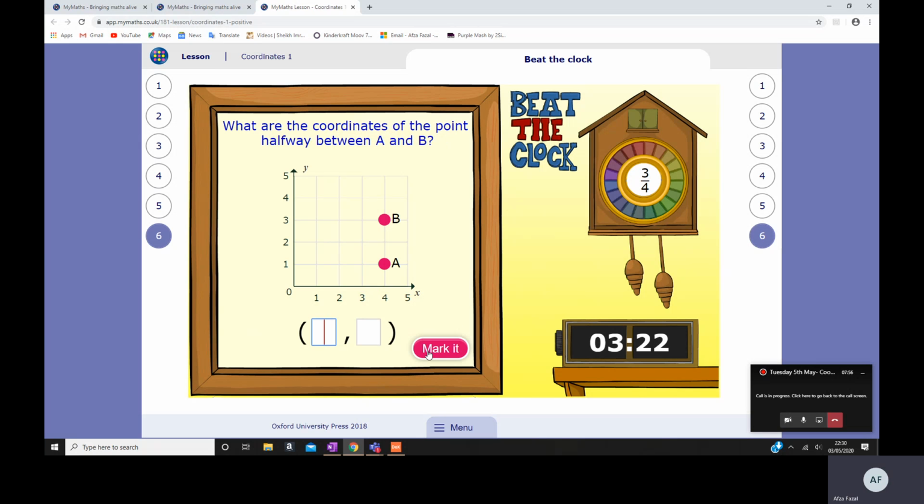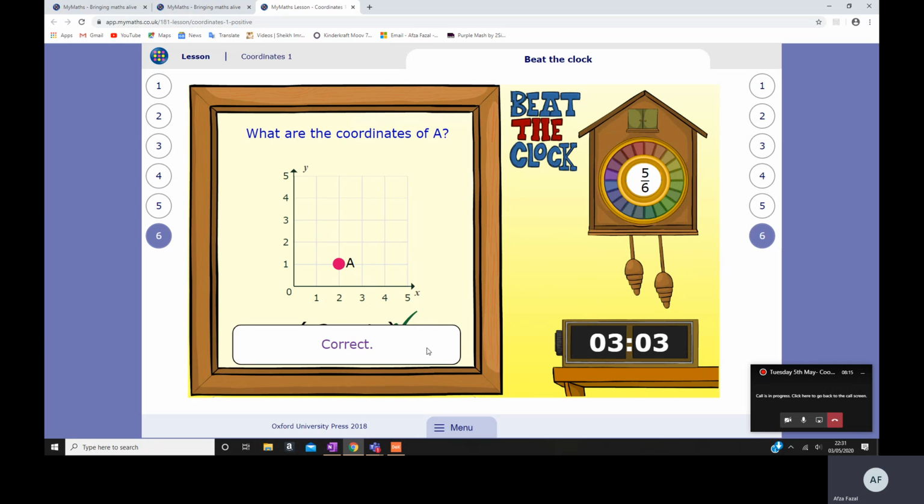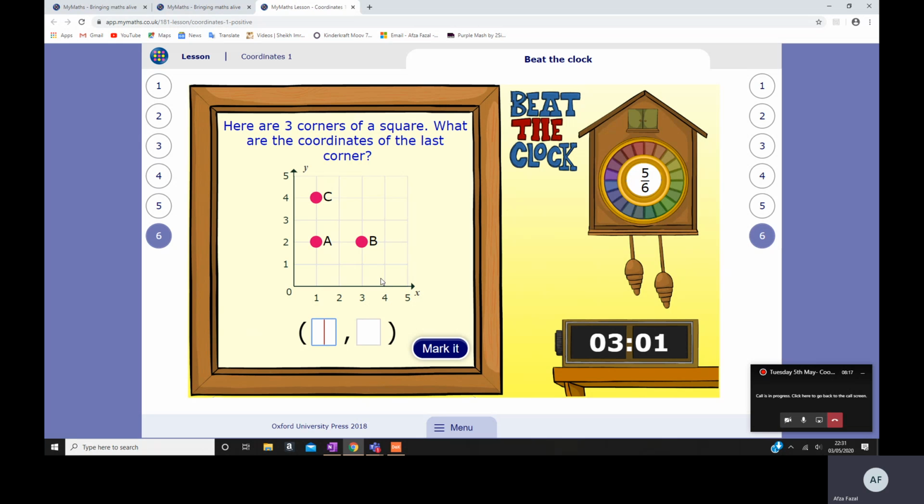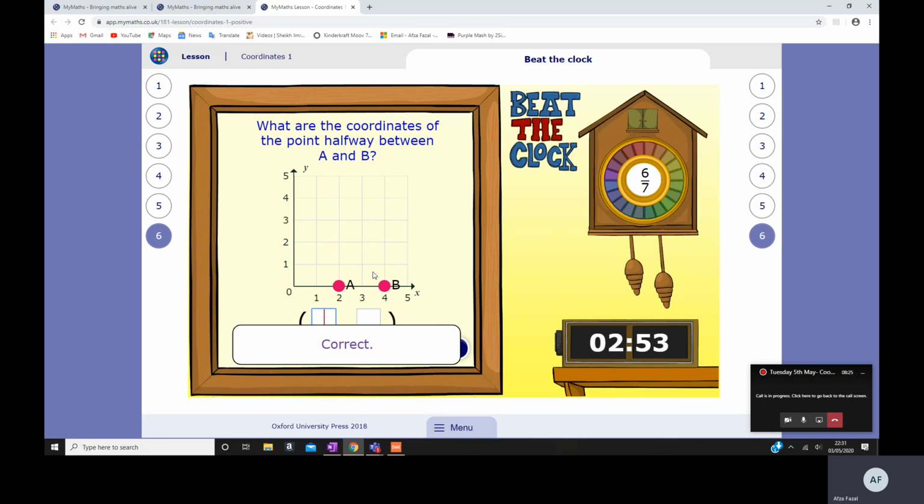I got that wrong. Got to be careful. What are the coordinates of the point halfway between A and B? Halfway is there, so 4 across, 2 up. Got to be careful. What are the coordinates of A? 2 across, 1 up. I'm going to use my finger to make sure I'm getting them right now. There. So 3 across and 4 up. Taking my time now, nice and slow. Make sure I don't make any mistakes.